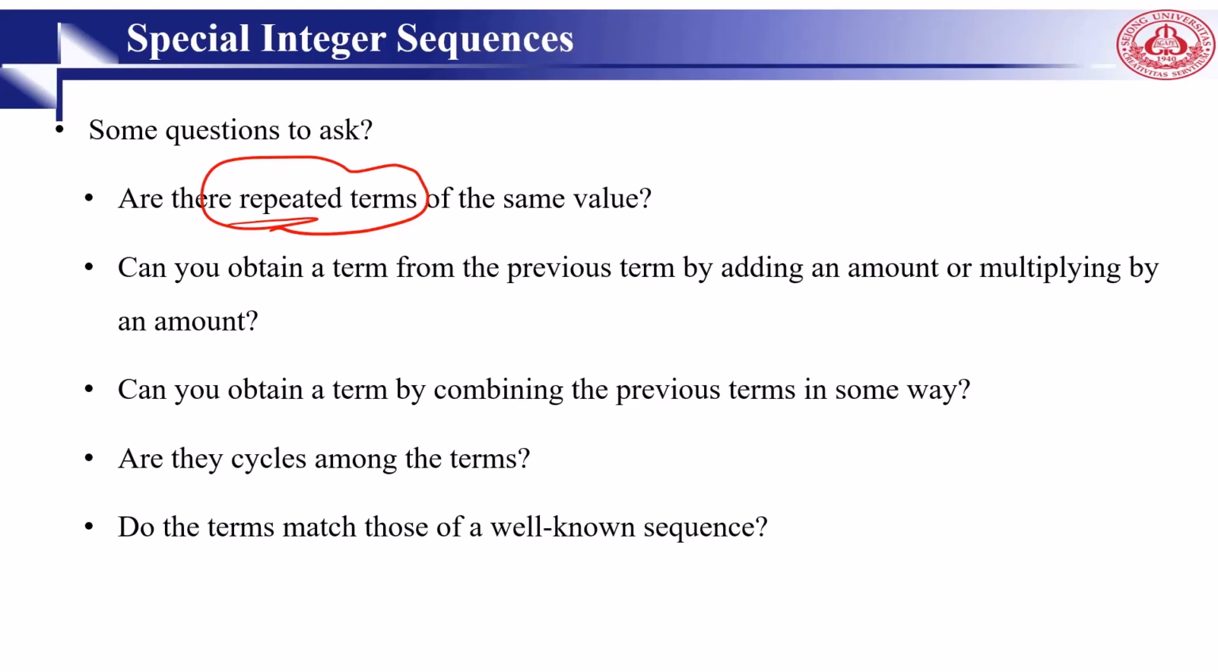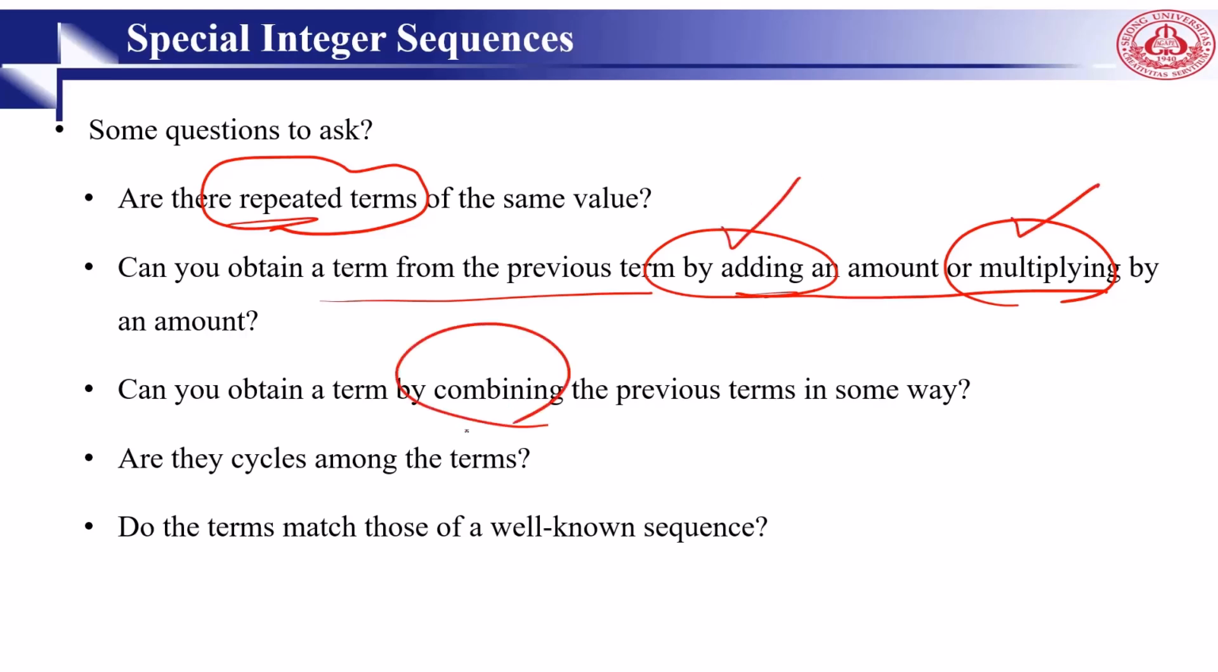Next, we have to try to obtain a term from the previous term by adding an amount or multiplying, addition or multiplication. We must find out what is the relation of one term with its previous one, or with its previous and two previous, right? So preceding terms always have an impact on the current one, and the current one has an impact on the future one. Then we try to obtain a term by combining. So addition, multiplication, combination, these are the things that we need to think about, right? So how we can add one or two terms to find the third one, or how we can multiply them, or how we can combine them.